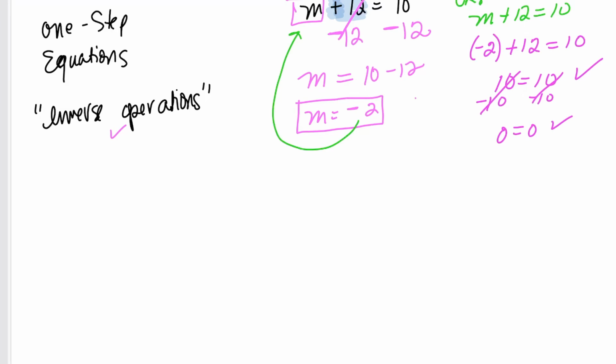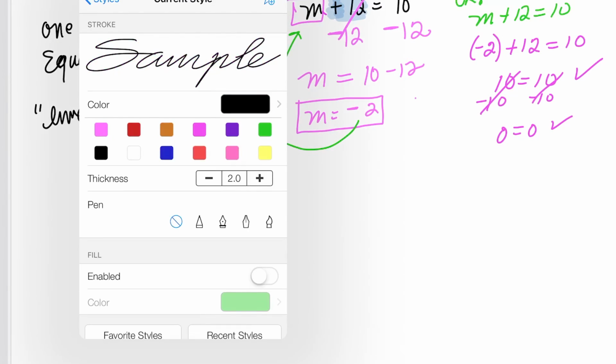Now, let's say we get a more difficult problem. A more difficult problem, let's say, is where instead of our constant value being positive, our constant value is negative.